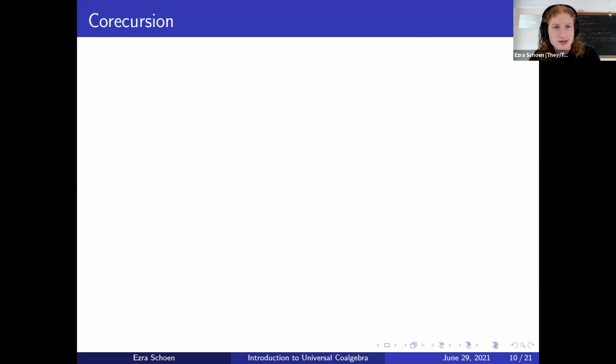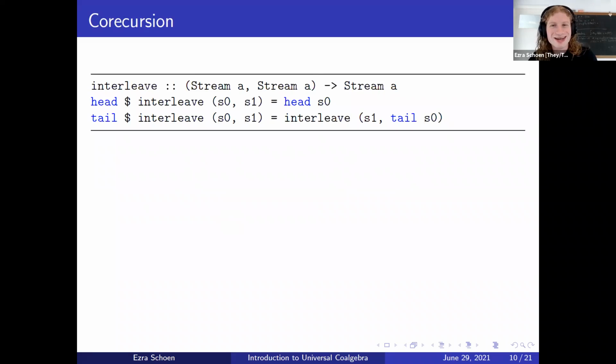Okay, so I've introduced these final coalgebras, and what we can use them for is to do co-recursion. And co-recursion is very much the opposite of recursion. It's recursion, but everything is backwards. And here's a fun example. So we're going to define an interleaving function from pairs of streams to streams. So if we have a stream A0, A1, A2, etc., and a stream B0, B1, B2, then we're going to map it to A0, B0, A1, B1, A2, B2, A3, B3, etc.